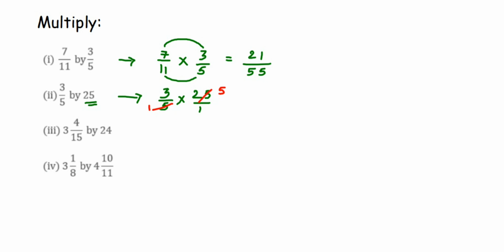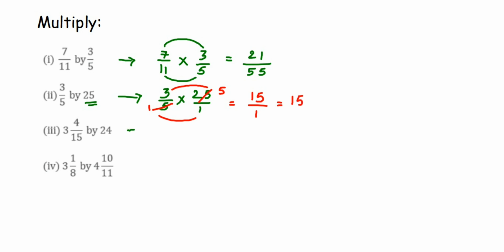Now I cannot cancel anything further. In the numerator I have 3 and 5. So 3 fives are 15. And in the denominator I have 1. So 1 ones are 1. So it is 15 by 1, or you can just write down 15. That's it.